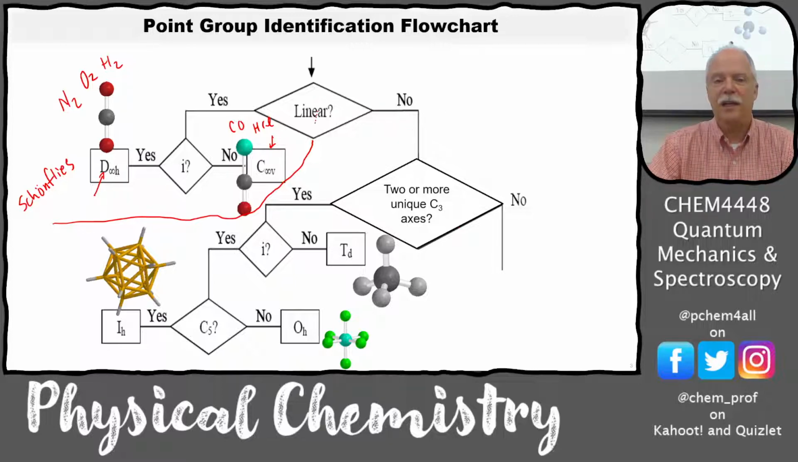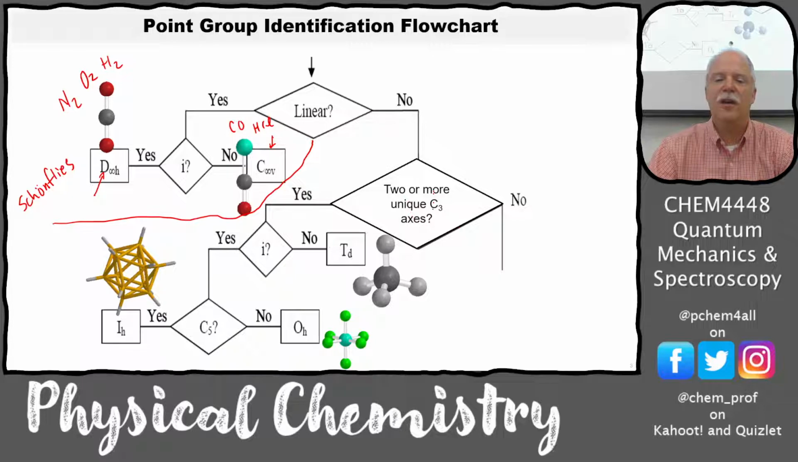Okay, if it's not linear, then you're done with those 2-point groups and you have to move down through the table. So you say no to this. All the diamonds, if you're not familiar with flowchart terminology, the diamonds are decision boxes. The squares are endpoints. So you have a decision box, yes or no question. You say no, you go to this diamond. Are there 2 or more unique C3 axes?